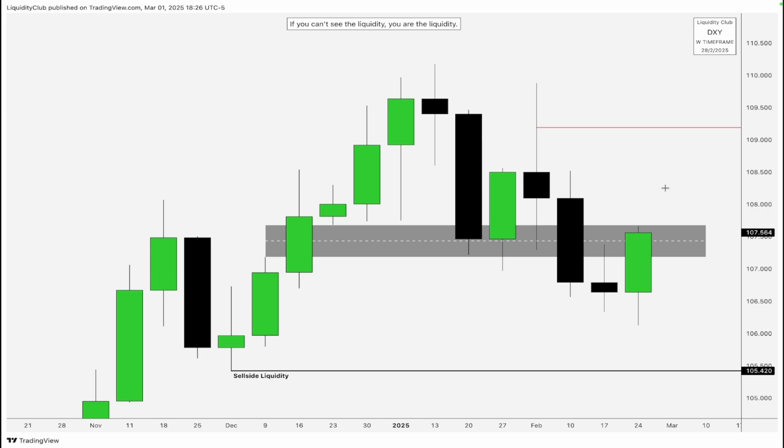I know I've been skipping weekly reviews in the past, but now we're going to be more consistent because I'm seeing some opportunities here in the markets. Starting with DXY, you can see DXY. I'm still looking at the sell side liquidity to be targeted.